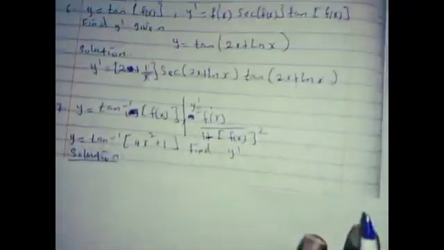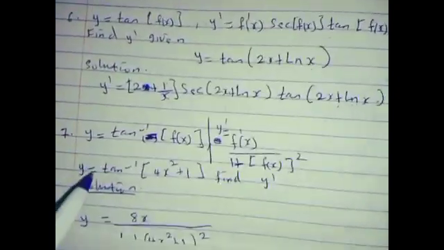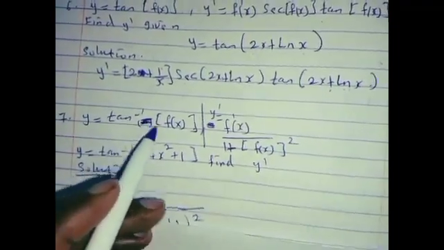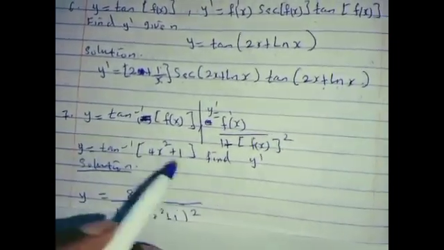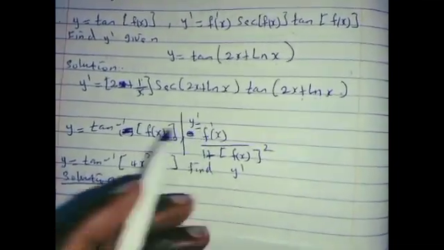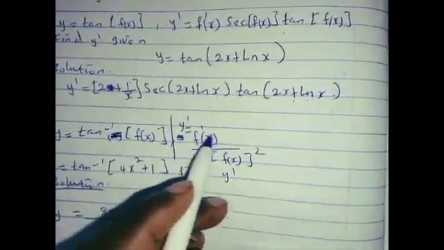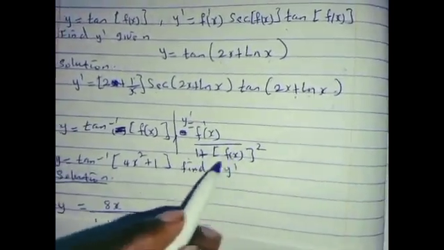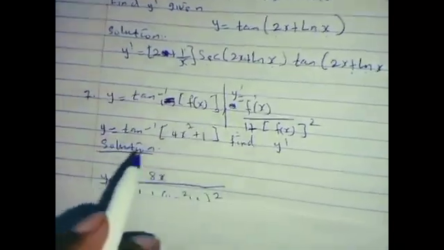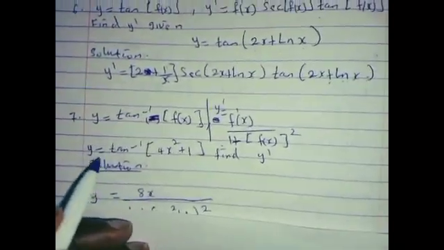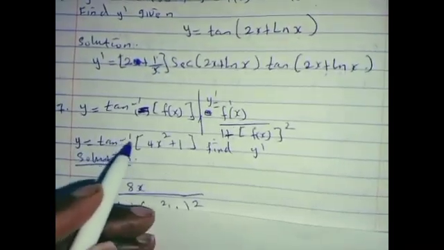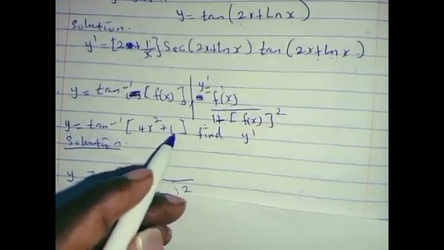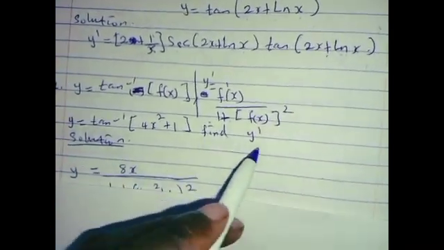Number 7, the derivative of the inverse of tangent of f of x. Here the result is you differentiate the function in the bracket, then you divide it by 1 plus the function squared. Let us do an example so that we make it easy for you. Y is equal to tan inverse of x squared plus 1. So find y prime.